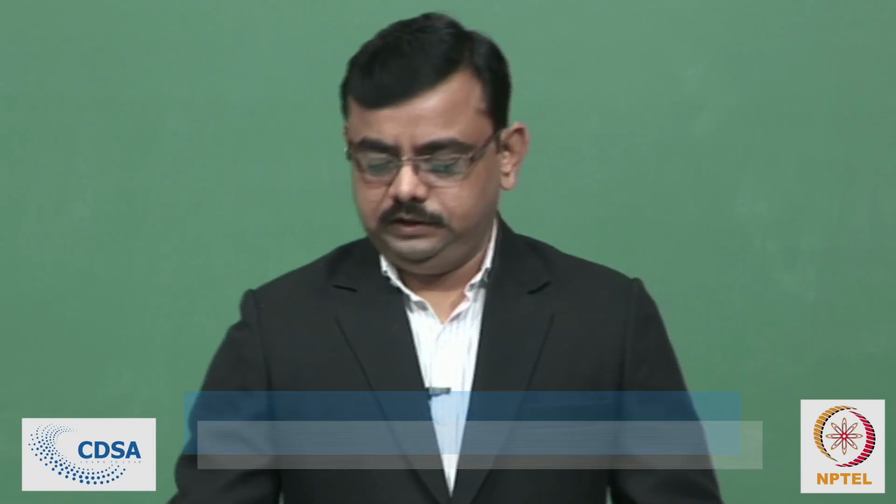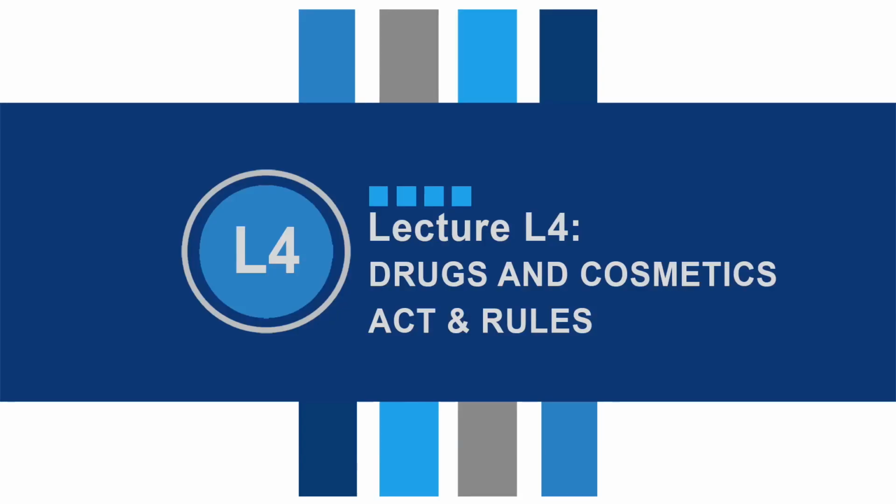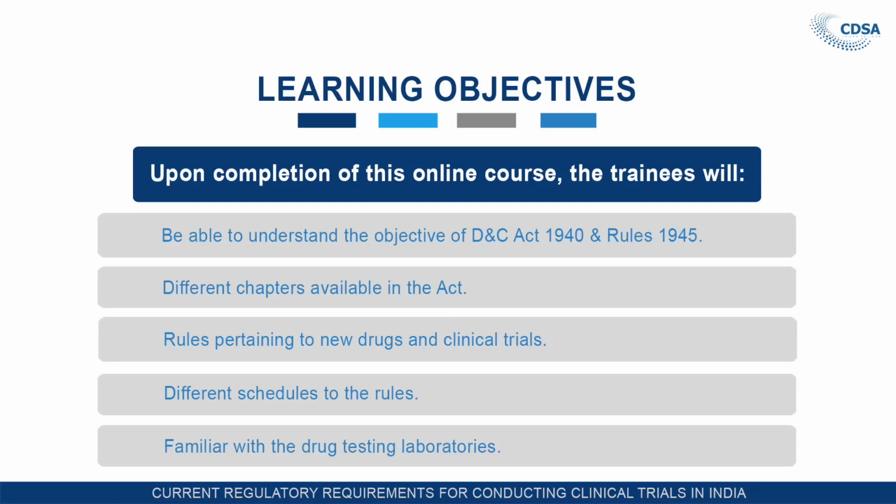In lecture 4, Drug and Cosmetic Act and rules thereunder, we are going to see the objective of the Drug and Cosmetic Act 1940 and rules thereunder 1945, then the different chapters available in this act, then rules pertaining to new drug and clinical trial, different schedules available in the rules, that is from Schedule A to Schedule Y. Then you will be familiar with the drug testing laboratories.